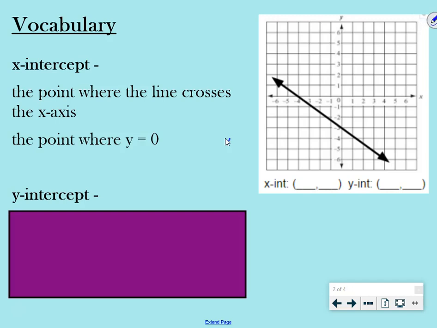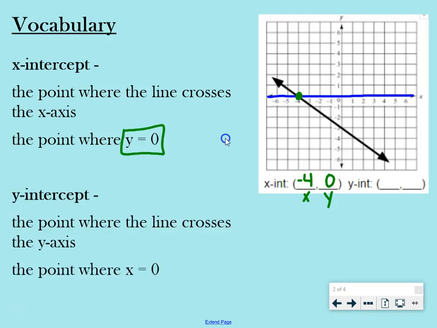So if we look at our graph, this is the x-axis. So the point where our line crosses the x-axis right here is our x-intercept, and it crosses at -4, 0. So our x-coordinate is -4 and our y-coordinate is 0.